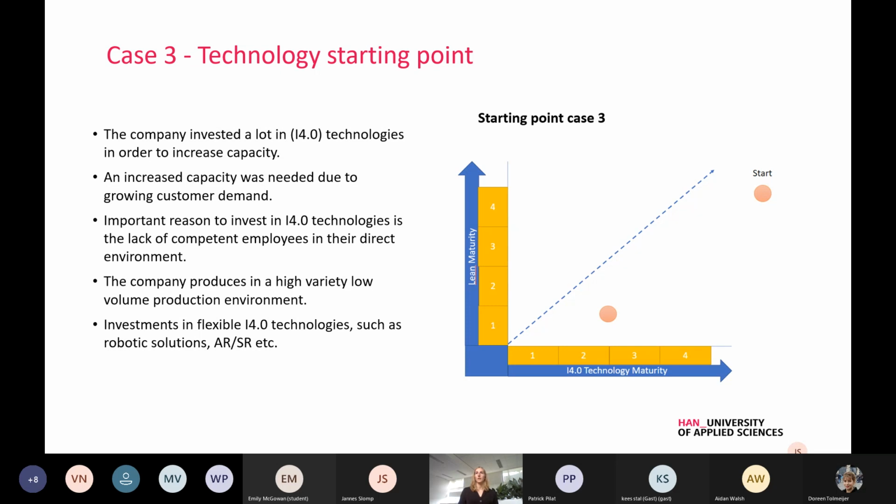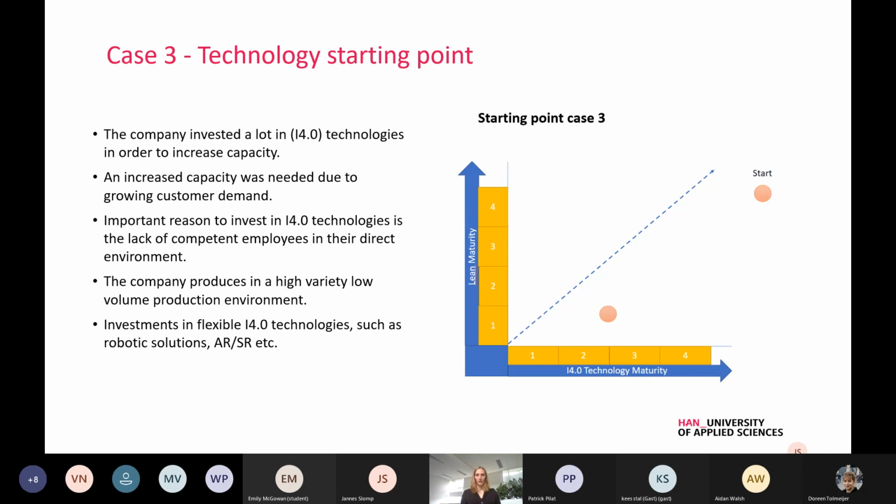And they saw that they needed an increased capacity because there was a growing customer demand, and because of the high variety and low volume processes, the employees had to have a lot of competencies and skills, which they could not find in the direct environment. There was no room to hire more employees, so they decided to invest in robotics to be able to deal with this growing customer demand. Therefore, they invested in robotic solutions, or, for example, also throughout the company in augmented reality.